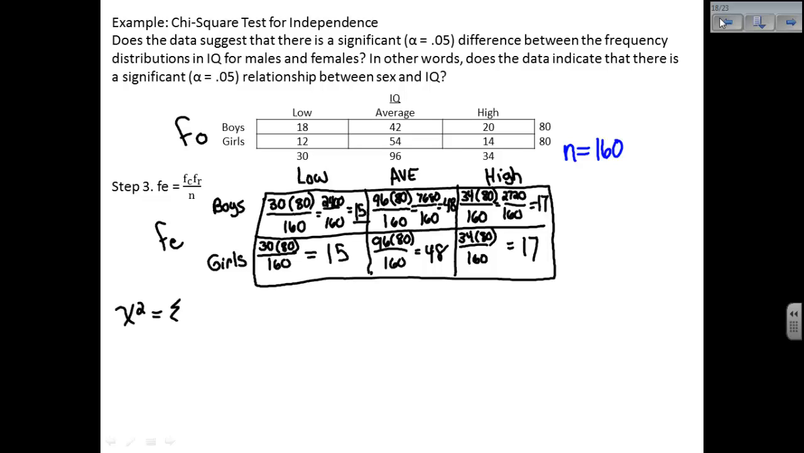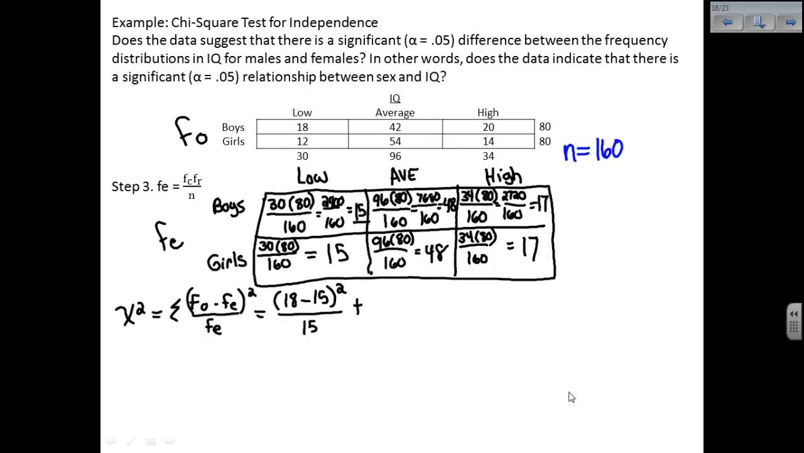All right, so the sum of each frequency observed minus its respective frequency expected squared divided by the frequency expected. Same formula that we used before. Only finding the expected frequencies was different, the process is still the same. So for the boys with a low IQ, we observed a frequency of 18, expected a frequency of 15, squared, divided by expected frequency of 15. I'm going to go ahead and work from the top left to right down to the bottom left to right.